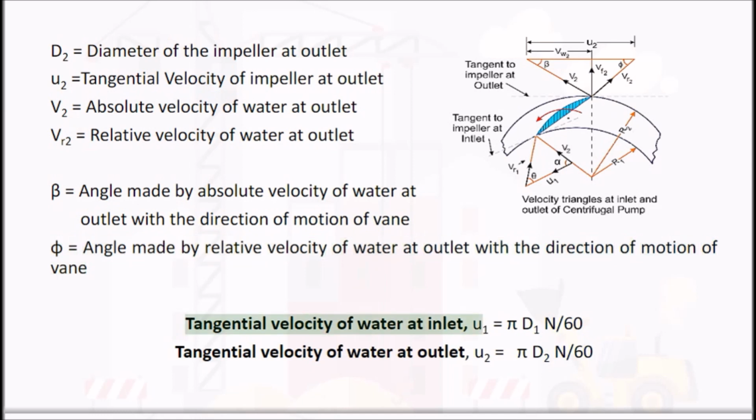Tangential velocity of water at inlet, U1 equals pi D1 N/60. Tangential velocity of water at outlet, U2 equals pi D2 N/60.